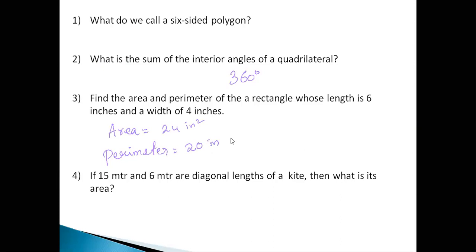So the next one, I hope you remember the formula of a kite. The diagonal lengths are given, which are 15 and 6 meters. What is the area of a kite? 10.5. What you said, can you repeat that? 10.5, Joseph. What about Afan, do you agree? Yes, sir, I agree now. Yeah, 21 by 2, right? 10.5. But make sure to write the unit.